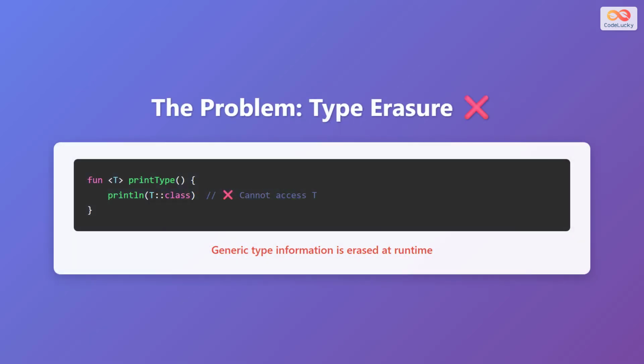Let's first understand the problem we're trying to solve. When you create a generic function with a type parameter T, you cannot access T's class information at runtime. For example, if you try to write a function printType that takes a generic type T and attempts to print T::class, the compiler will give you an error. This is because generic type information is erased during compilation, a concept known as type erasure. The type parameter T simply doesn't exist at runtime.